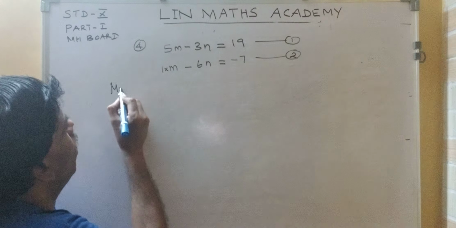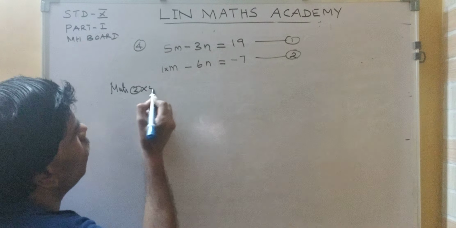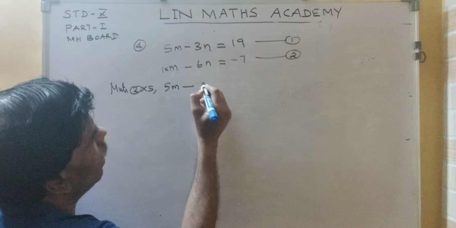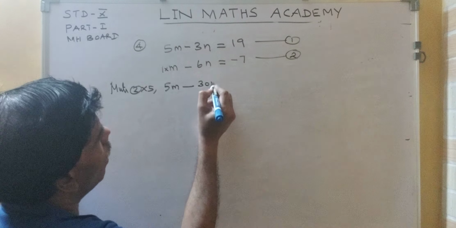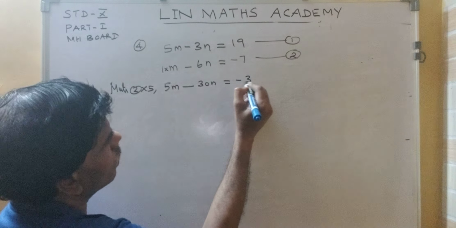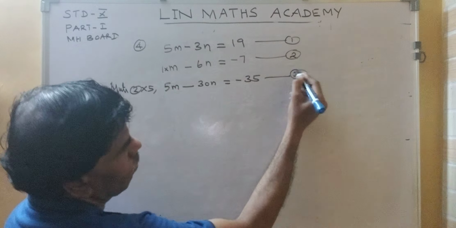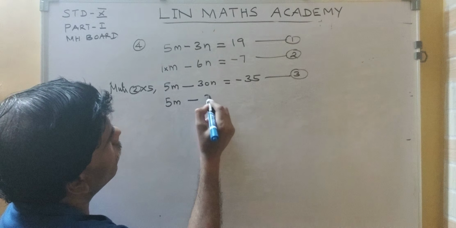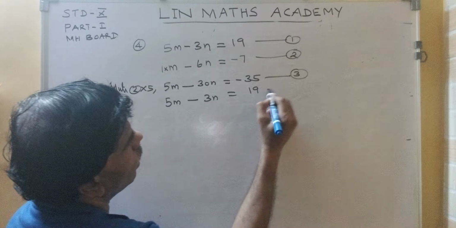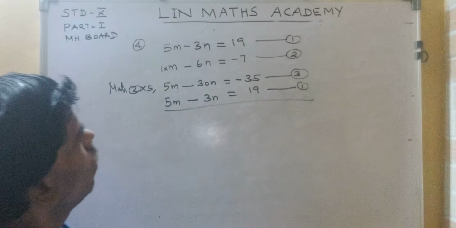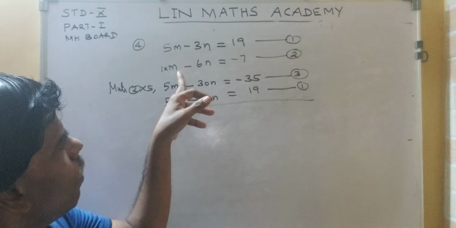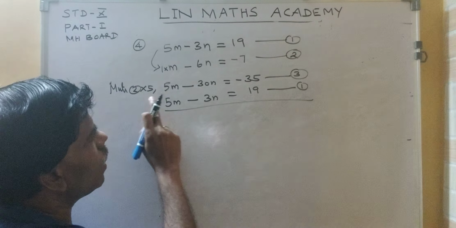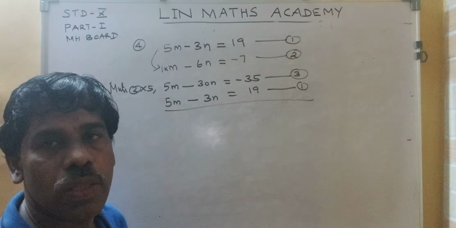So what I will do? Multiply equation 2 by 5. So here 5, so 5m minus 30n equal to minus 35. Now this one, 5m minus 3n equal to 19, is equation number 1. Look at this, what we did? We have multiplied the second equation by 5. Now see, the coefficients are same with the same sign.